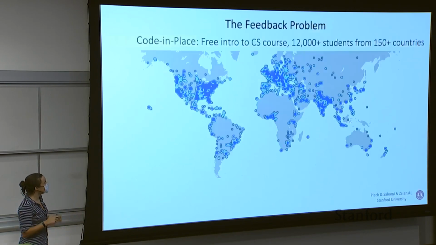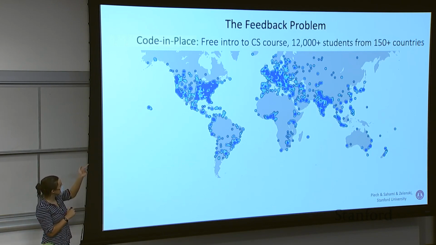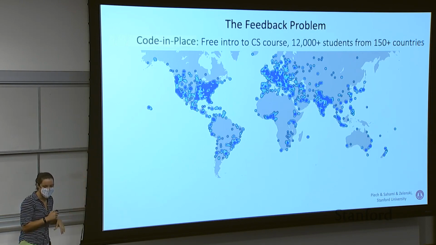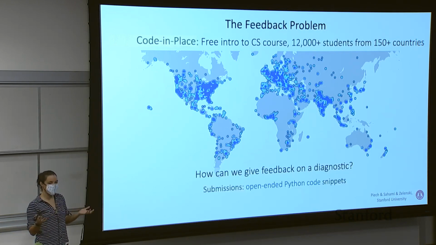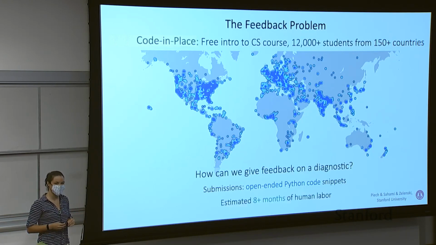Okay, so the problem that we have here is that we want to give feedback to students. As a very concrete example, Stanford offered this free Intro to CS course to more than 12,000 students. We wanted to give feedback to the students on a diagnostic exam that they took in the course, and their submissions corresponded to open-ended Python code. We estimated that it would take about 8 months of human labor to give feedback to all of the students in the course.